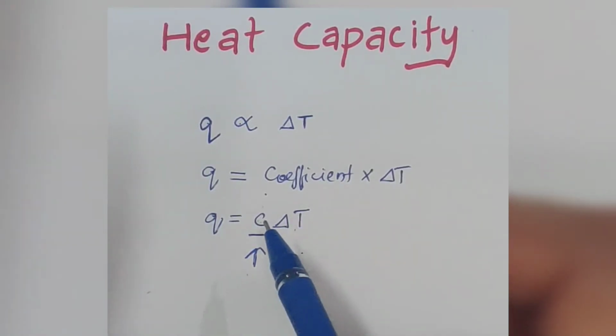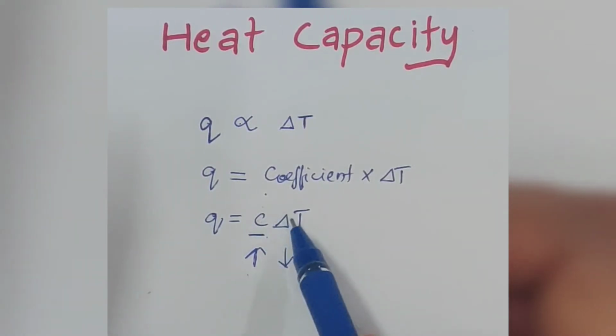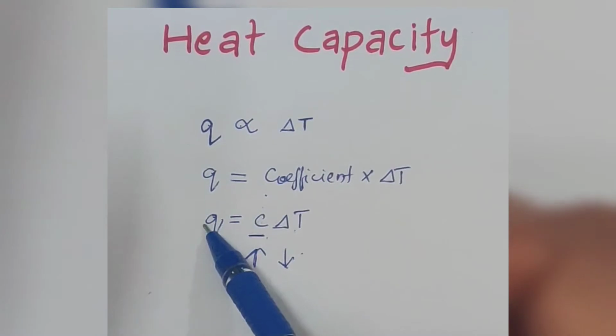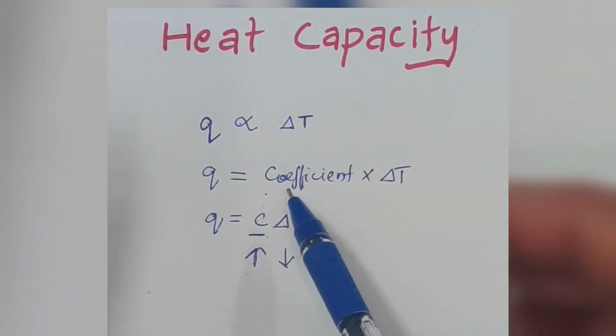The product of C into delta T would be equal to the amount of heat that you gave. Okay, all of you got it?